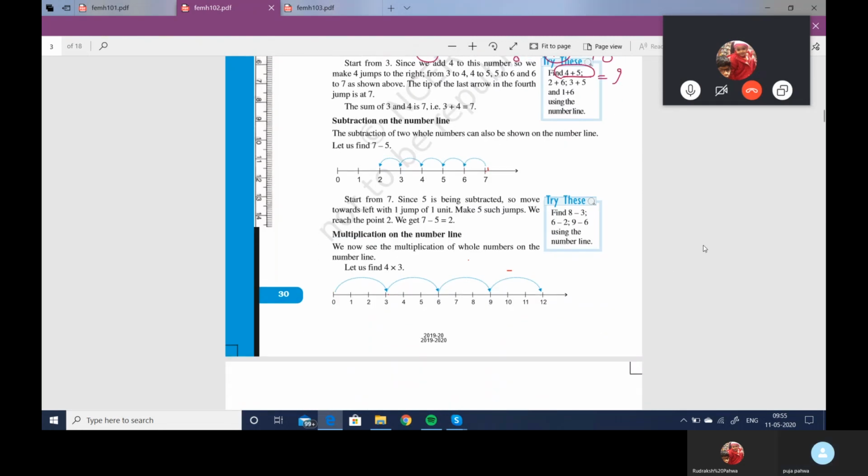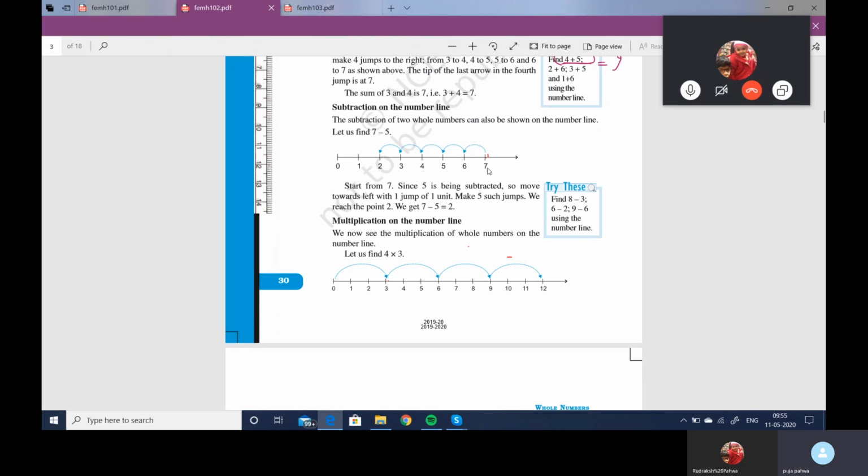Now subtraction is the same. Now we want to subtract 5 from 7. So what will we do? We'll go 5 jumps to the left side of the number line. 1, 2, 3, 4, 5. So we'll land up at 2. So our answer is 2.